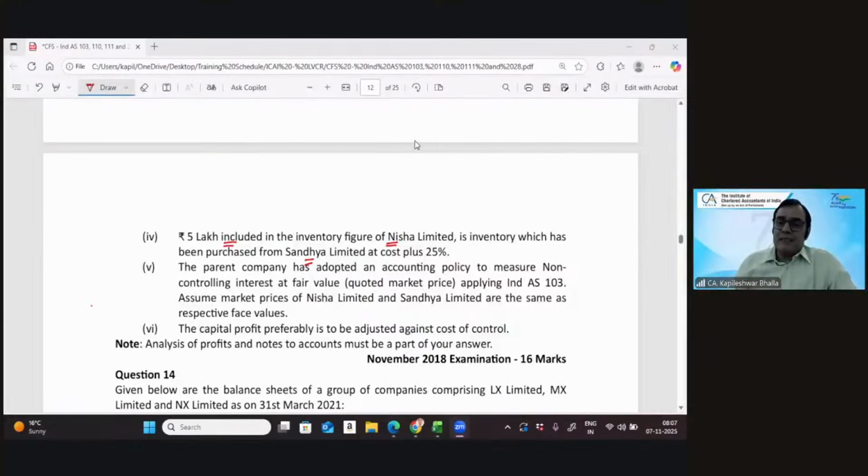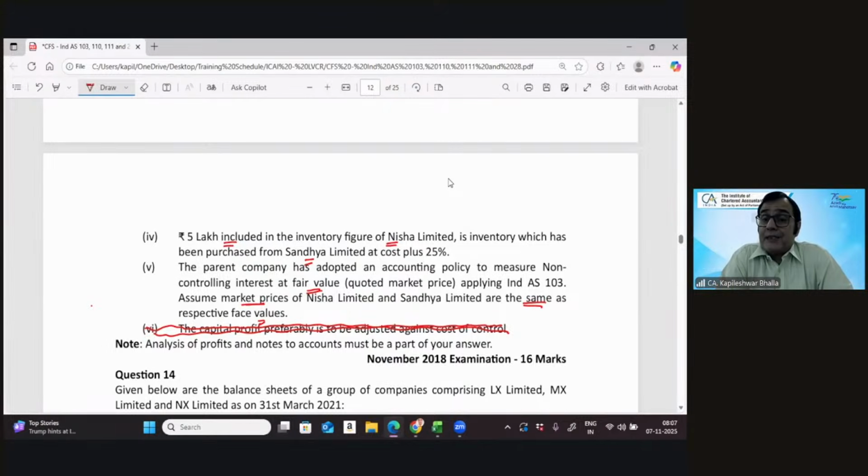Then it says the parent company adopted the accounting policy to measure the NCI at fair value as per Ind AS 103. And it says assume market prices of Nisha and Sandhya are the same as the respective face value. So we're considering that the face value and the market value of the shares in this particular case are the same. I think point number 6 is something you can ignore, because technically it should not have been given in the question, though it was a part of the original exam question.